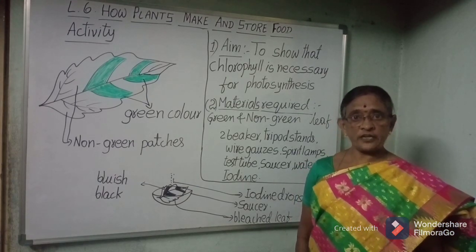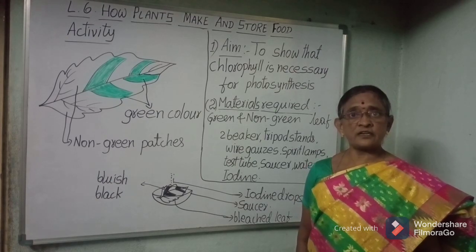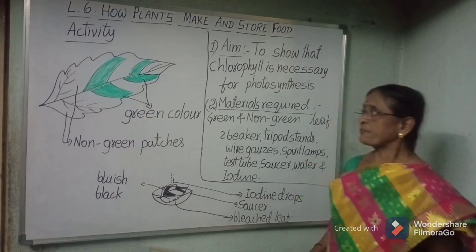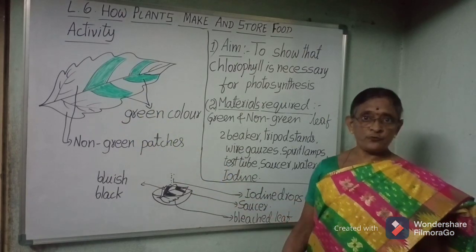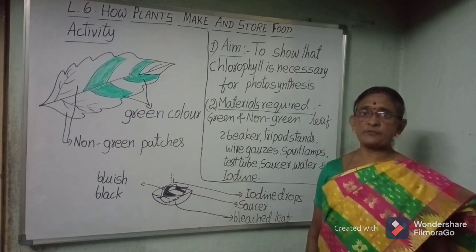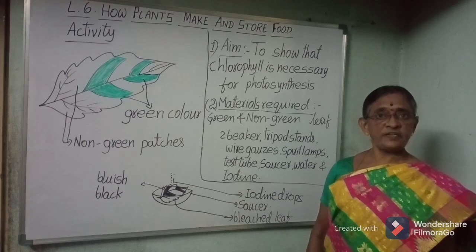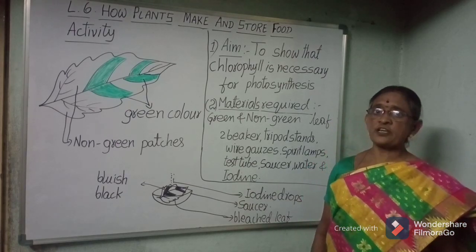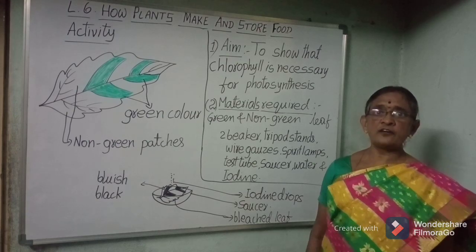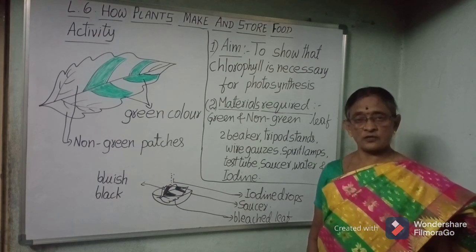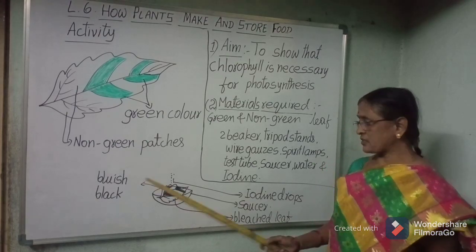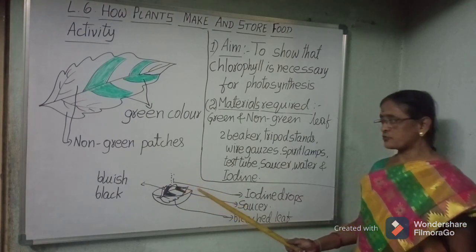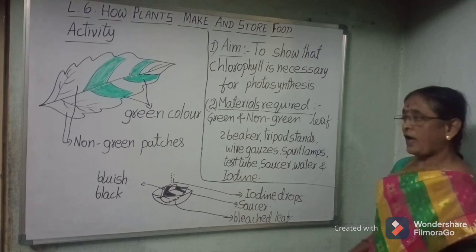Draw the leaf on a paper and mark the green and non-green patches of the leaf on the paper. Boil the leaf in water. After some time, take out the leaf and bleach it in alcohol. And after some time, take the bleached leaf and wash it with cold water. Keep this leaf in a saucer and add 1 to 2 drops of iodine solution to the leaf and observe the leaf.